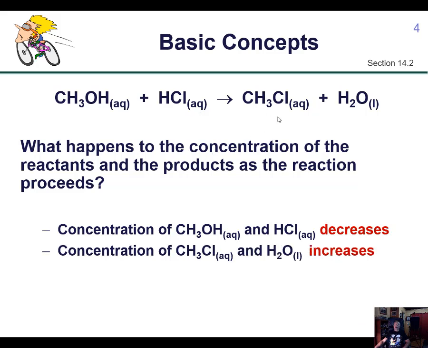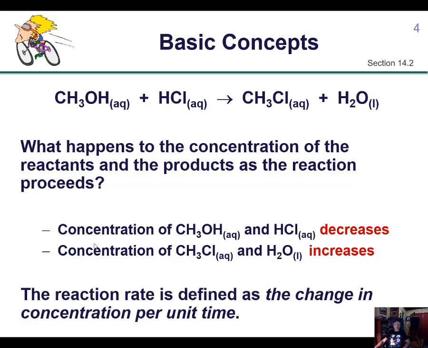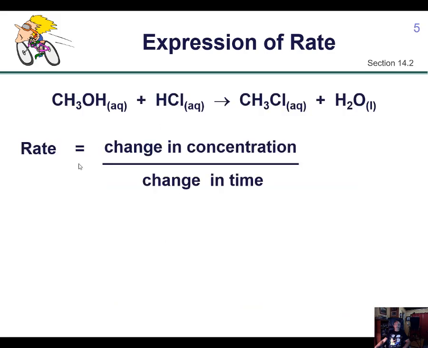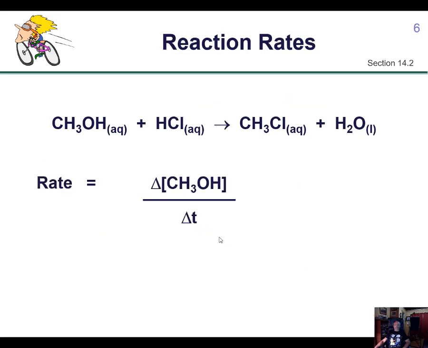Meanwhile, the concentrations of the products, chloromethane and water, will increase. We can express that graphically and we can quantitate it numerically. So the rate of the reaction is defined as the change in concentration per unit of time, and we could express it this way. Rate equals change in concentration per unit of time. If we want to express that rate with respect to the decrease in the concentration of methanol per unit of time, we would express it in this way.